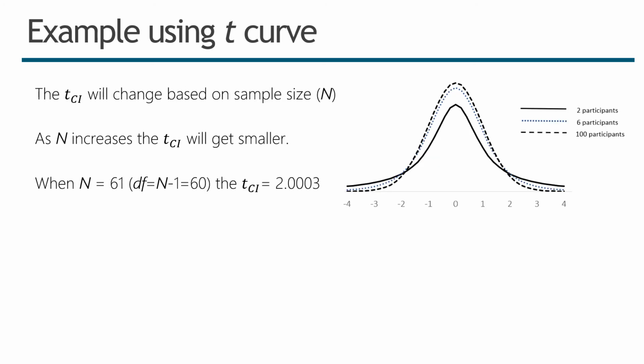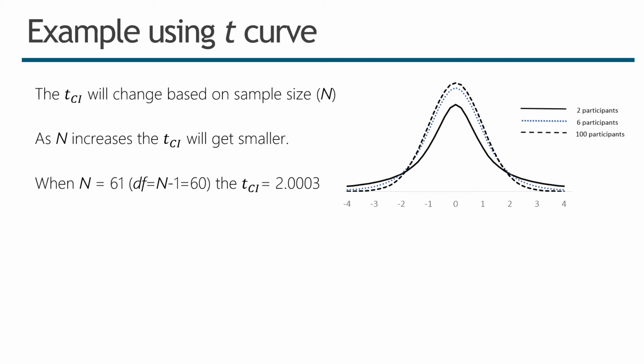In the previous example, you used the Z curve, specifically the ZCI. And the ZCI is always 1.96 because the Z curve never changes shape. In contrast, the T curve does change shape based on sample size, as the figure on the right reflects. The larger the sample size, the closer the T curve is to a normal curve. So the larger the sample size, the closer the Tci will be to 1.96. But as the sample size gets smaller, it's going to deviate further from that value of 1.96.